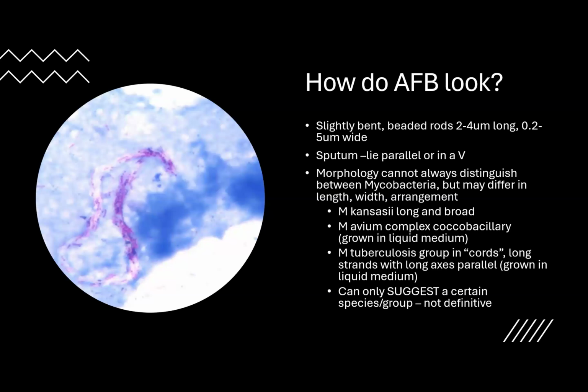And Mycobacterium tuberculosis group, this I did hear about when I spent some time in the lab. They appear in cords, which are long strands, which I'm trying to show here, where the bacilli are actually lying parallel to one another, and then appear in these cords, also when grown in a liquid medium. But this can only suggest a certain species or group. It's not definitive. You're not going to put out a report based just on that.